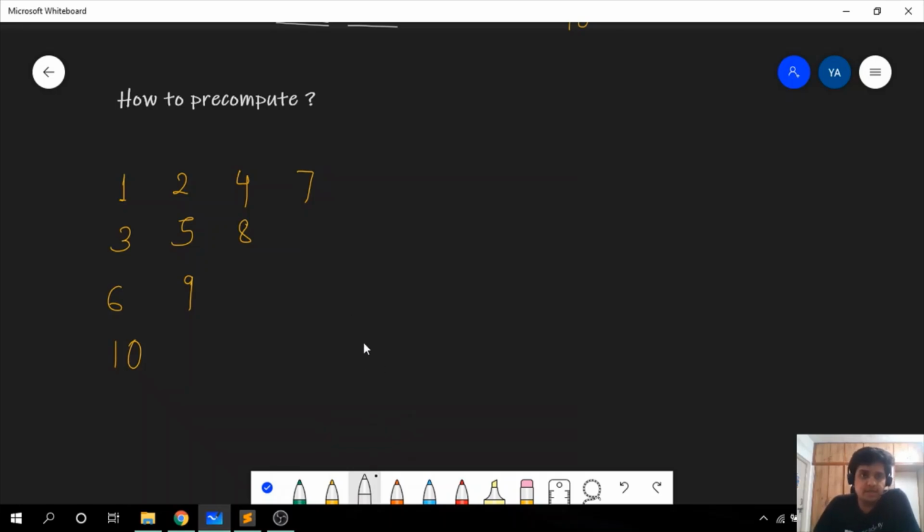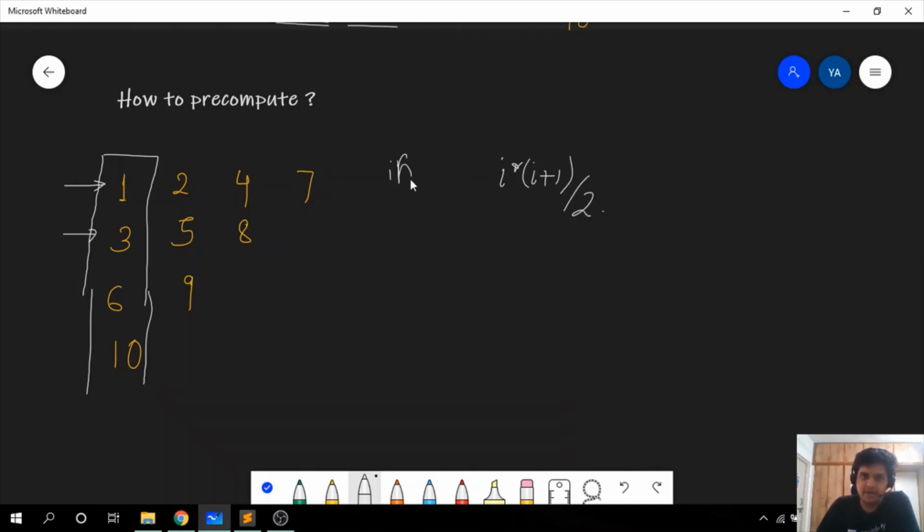Now the question is, how do we compute the infinite matrix? So here's what we do. First I will just calculate the first column. What do you think this column is? This column is the sum of the first I natural numbers, right? So 1 is 1, 3 is 1 plus 2, 6 is 1 plus 2 plus 3, and so on. So for the first column, I will just write I into I plus 1 by 2. So this is inf of I comma 1, which is I into I plus 1 by 2, right?